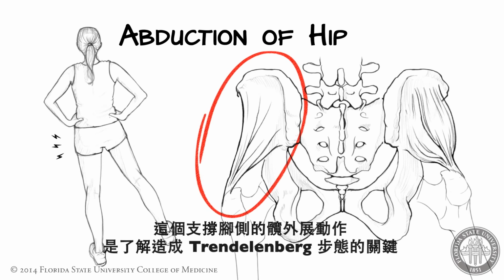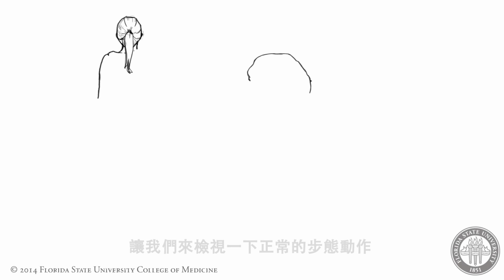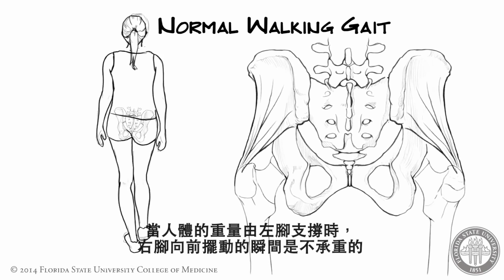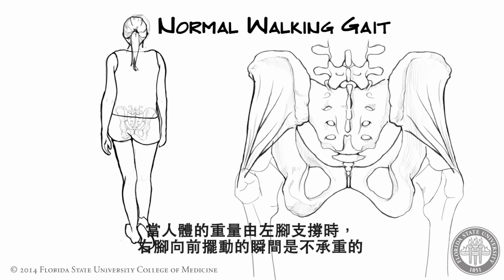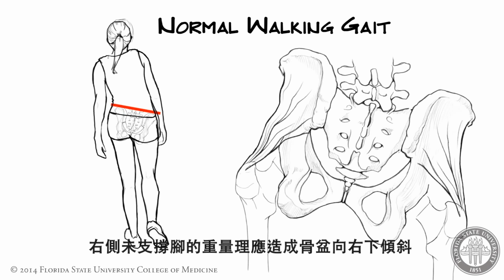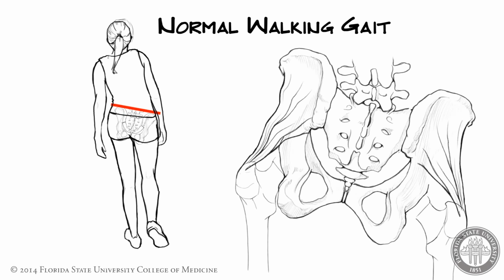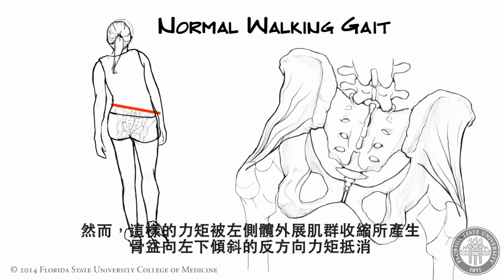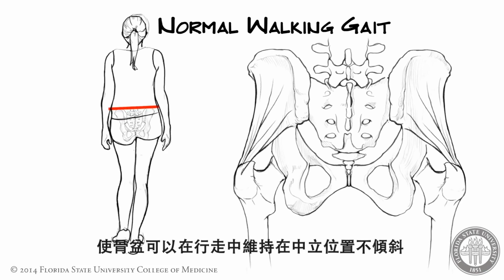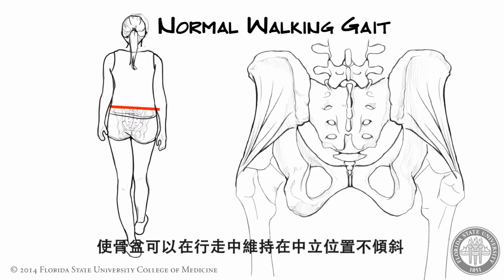understanding the Trendelenburg gait. Let's examine the normal walking gait. When the person's weight is supported by the left leg, the right leg is unsupported as it swings forward. The weight of the unsupported right leg should tilt the pelvis down towards the right side. However, the abductors on the left side offset this action by pulling the pelvis towards the fixed and stable left leg, thereby maintaining the pelvis in a neutral or non-tilted plane.